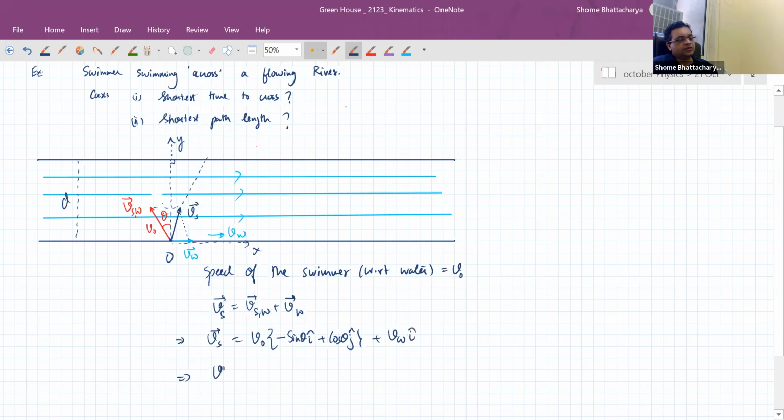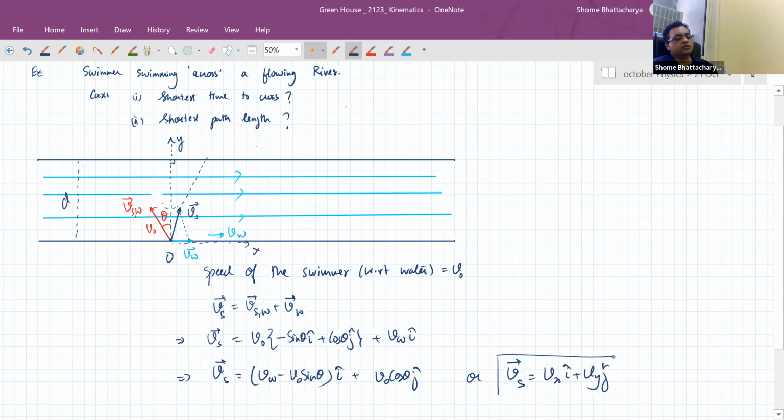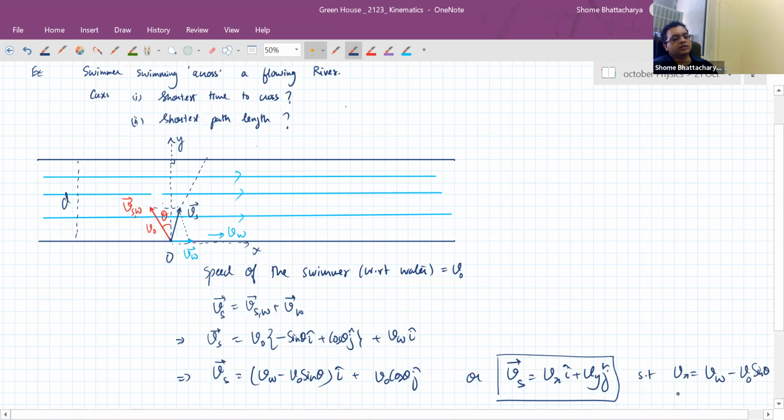So the net velocity of the swimmer has an x component which becomes vw minus v naught sin theta i cap, plus v naught cos theta j cap. So we can say that the net velocity of the swimmer in the ground frame in general has both an x and a y component. You can always adjust the situation such that the x component is 0. But in general it is like this for this diagram, such that the x component, as you can see, is given by this, and the y component is given by v naught cos theta.